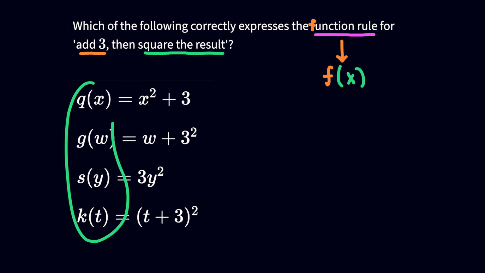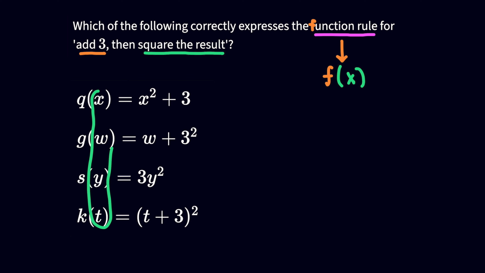But as we see here, you could have tons of different function rules. You could have a function q, g, s, and k, each represented by their variables that they're basically bossing around and telling them what to do. Notice how the variable, which is in the parentheses, is the variable that's being put on the other side of the function, because that's the variable that you're bossing around, not the function name. That's the almighty rule. But now we just need to match "add 3, then square the result."